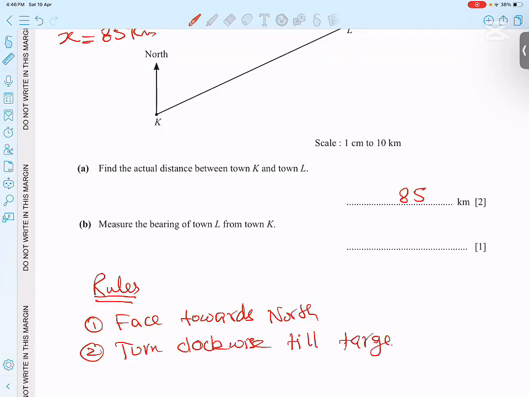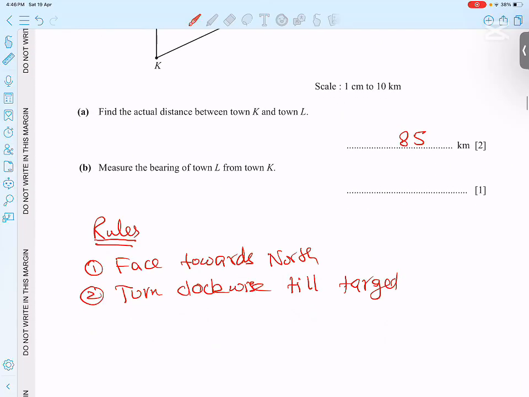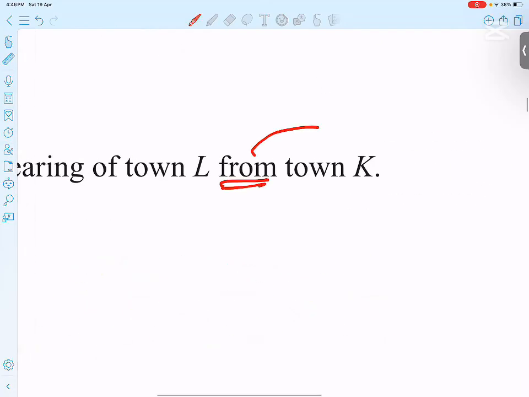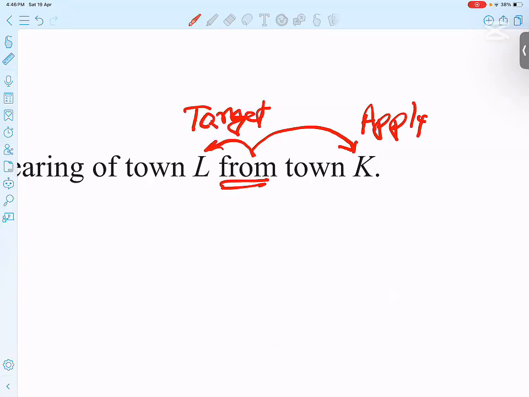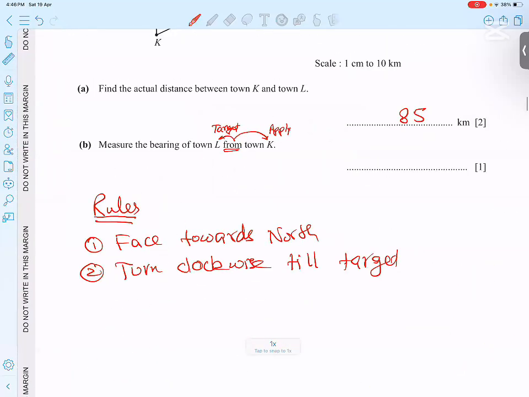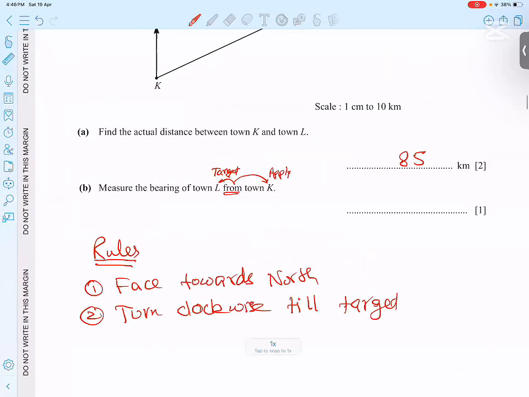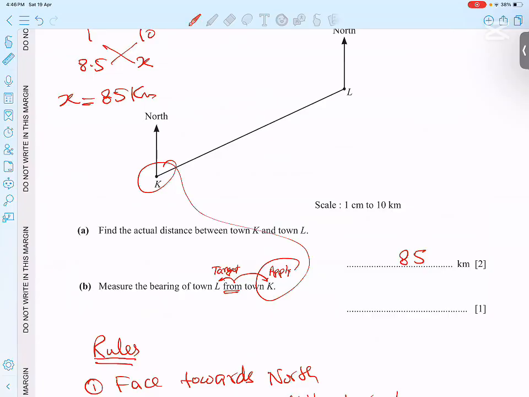Now you may ask where to apply these rules. Basically, after "from", whatever the letter, K, apply the rules at that point. And before "from", that letter is called the target. So we have to apply the rules at K, and the target is L.